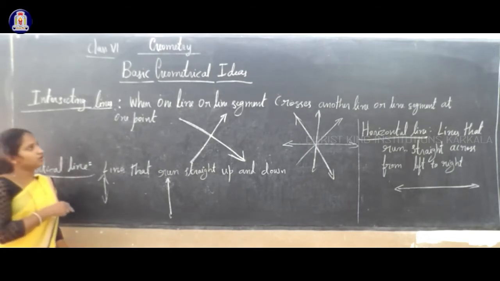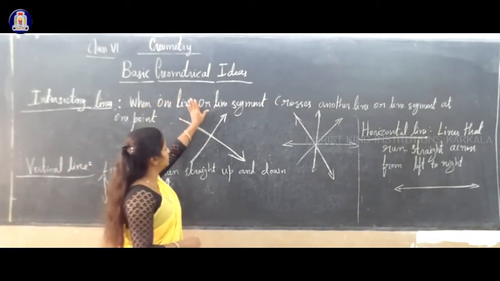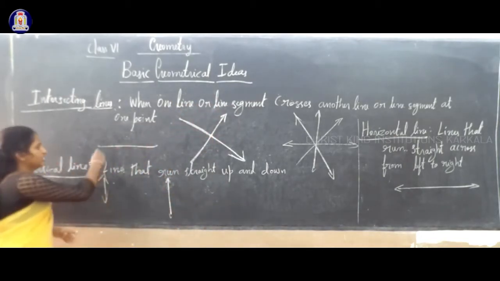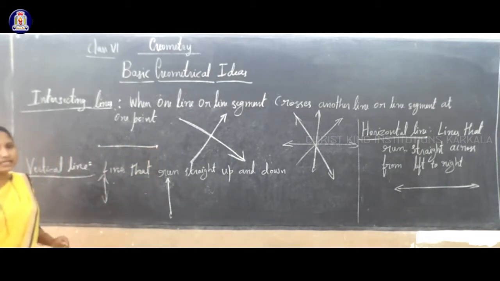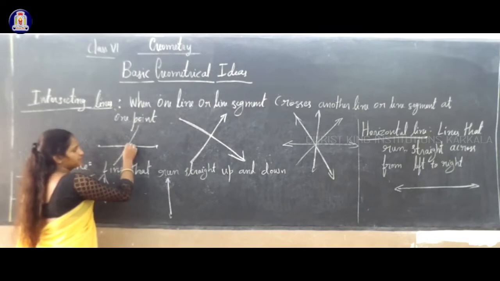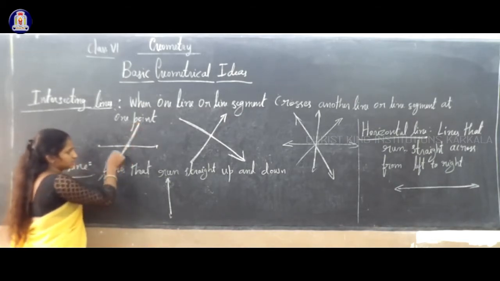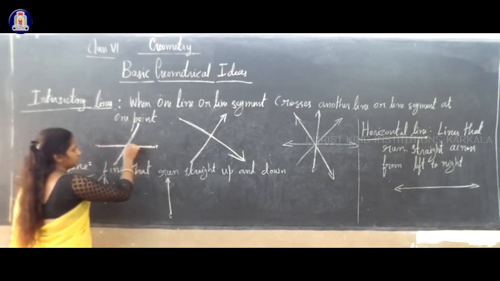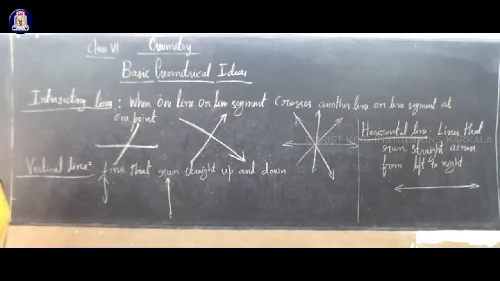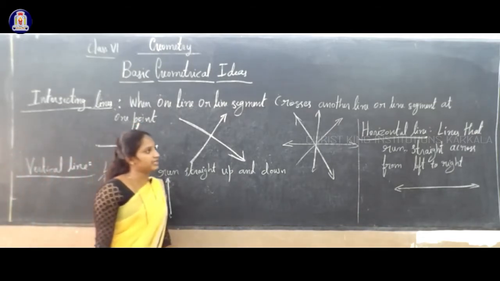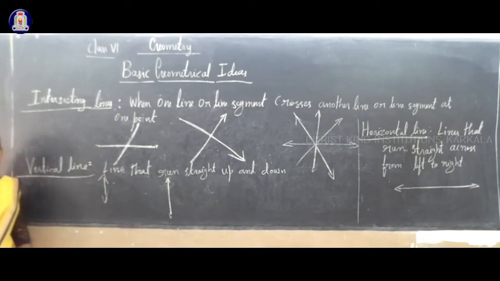Or you can say that when one line segment, you can take any line segment, which has two endpoints, crosses another line segment at one fixed point, it will intersect at one point, right? So these two line segments are called intersecting. When one line segment crosses another line segment at one point, this is called intersecting lines.